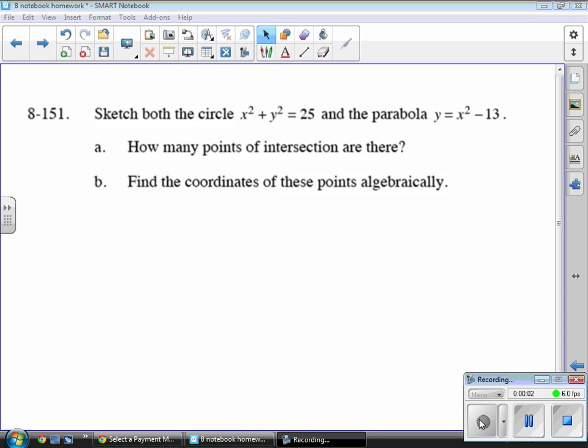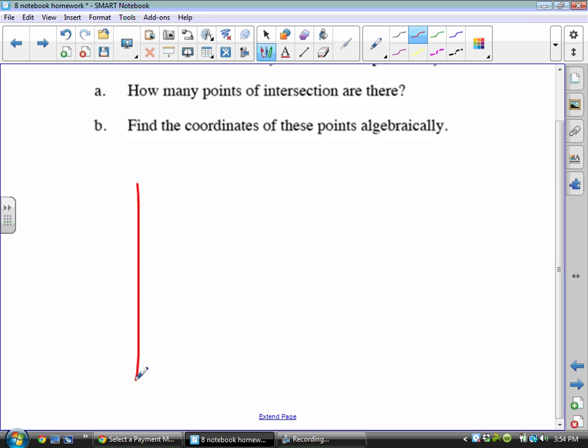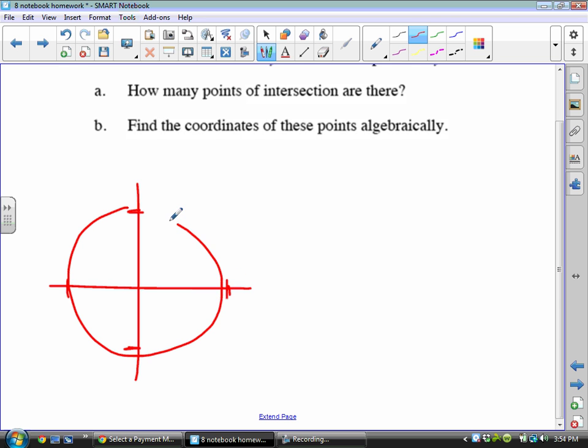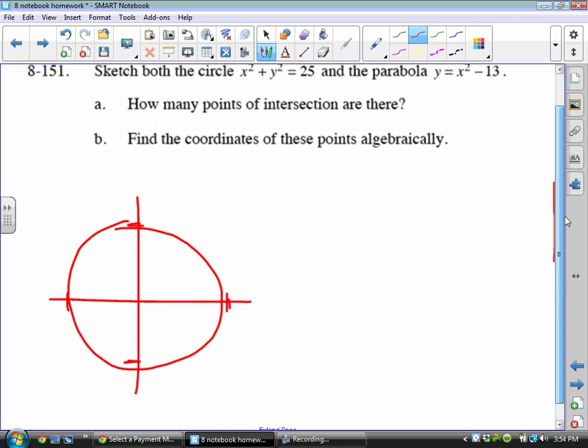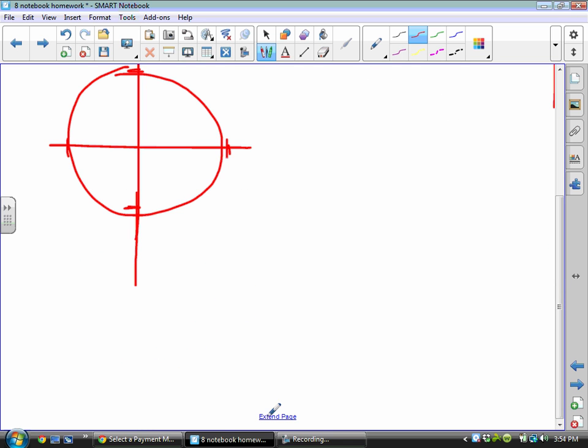This is problem 8-151 from section 8.3.2. Sketch both the circle x squared plus y squared equals 25 and the parabola y equals x squared minus 13. You can use your graphing calculator if you want to, but for a sketch, I know my circle is going to have a radius of 5, so that's going to be my circle, and my parabola is going to start down 13, so we'll pretend that's down here somewhere, and then it's going to go like that.